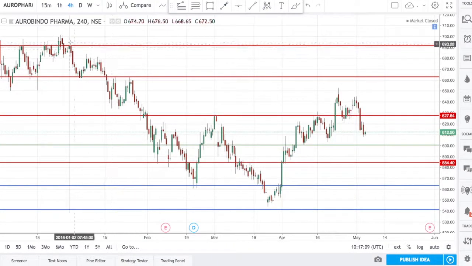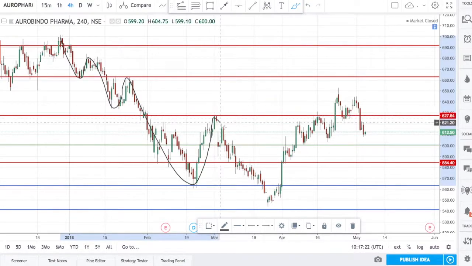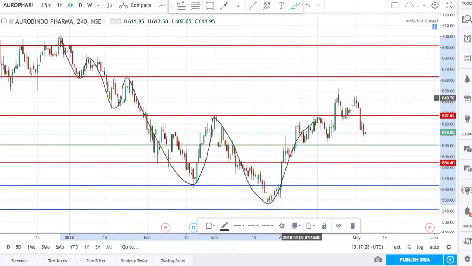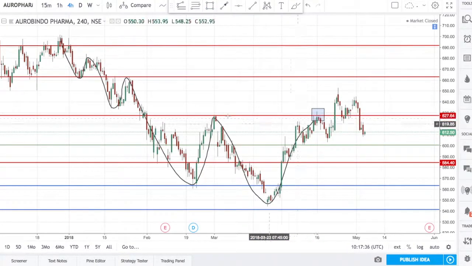Aurobindo Pharma was in a downtrend, making lower lows and lower highs, and this pattern got violated by this candle here. This was our most recent lower high, and this candle here violated this trend.